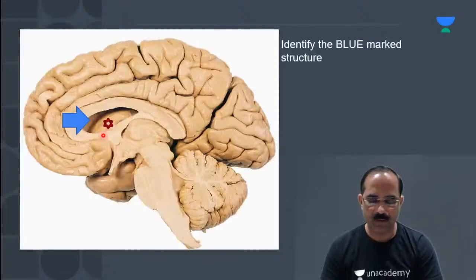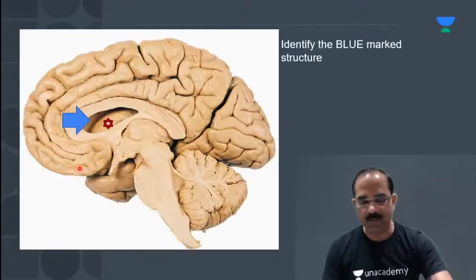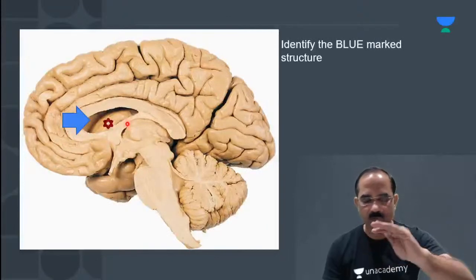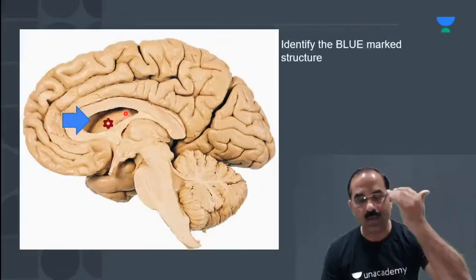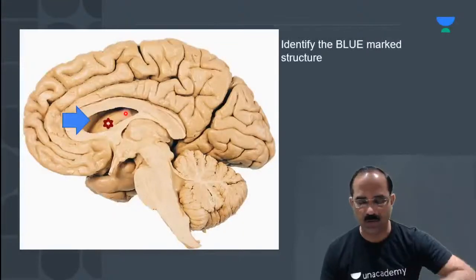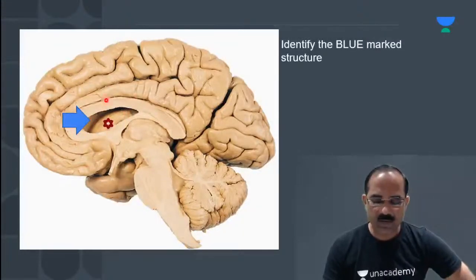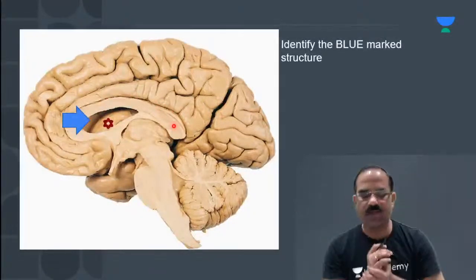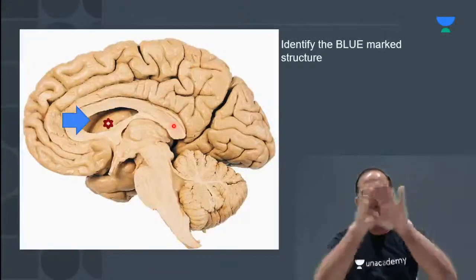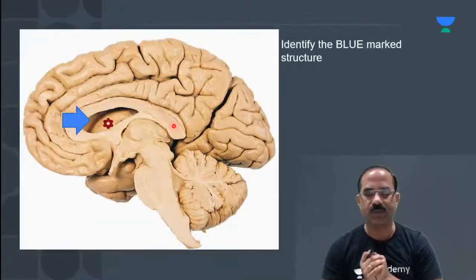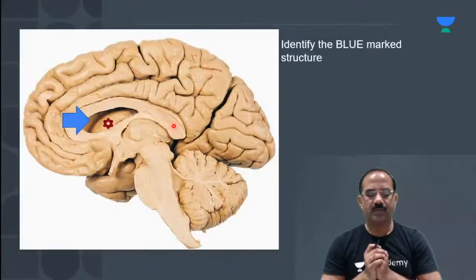So what would the septum pellucidum and fornix form for the lateral ventricle? They form the medial wall of the lateral ventricle. Perfect, students. What is this now? Corpus callosum. What type of fibers does it belong to? This is a very important MCQ.